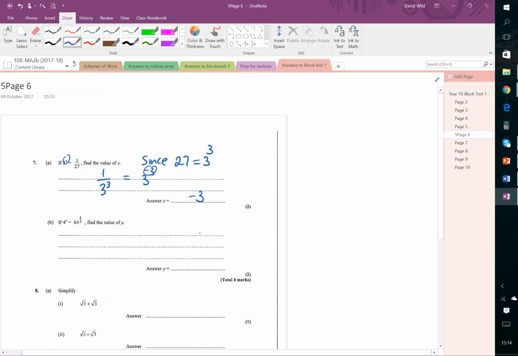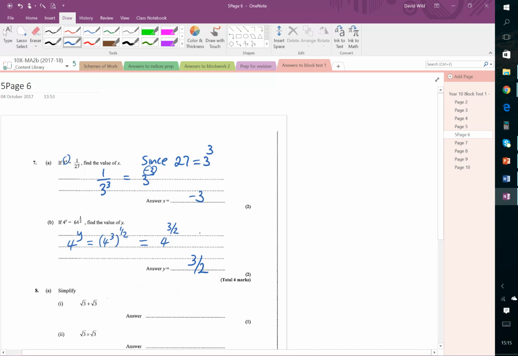The next one. This is slightly more difficult. We could do this in a multitude of ways. We could write this 64 as a power of 4. So we could say 4 to the y is 4 cubed to the half, because 64 is 4 cubed. Do you agree? Now, what do I do to these indices here? Times them together. So this is 4 to the 3 times a half, which is 3 halves, and therefore y is 3 over 2.